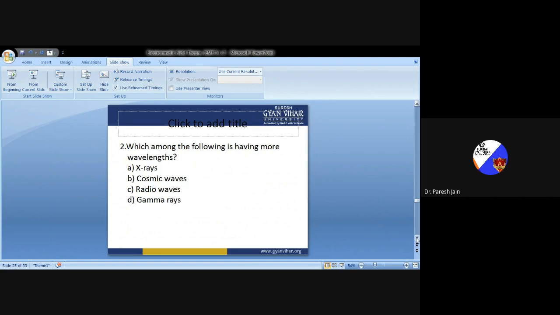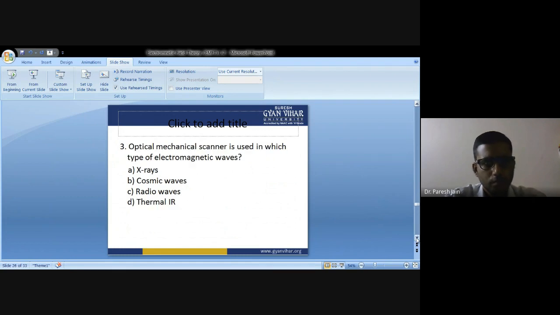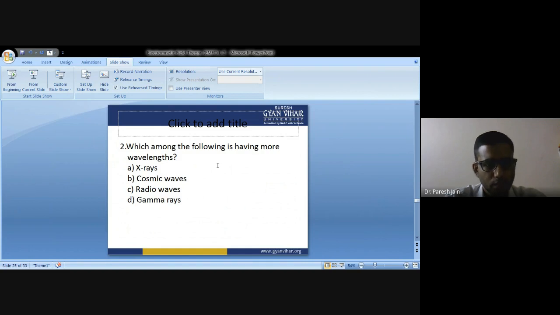Second question, which among the following has more wavelength? X-rays, cosmic waves, radio waves, gamma rays. Through the spectrum you can understand that the higher the frequency, the less the wavelength. So radio waves, having lower frequency, have more wavelength.